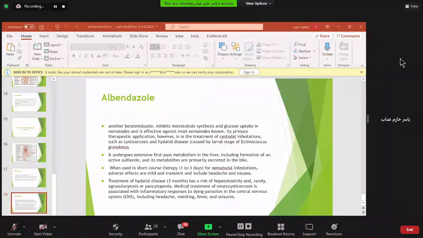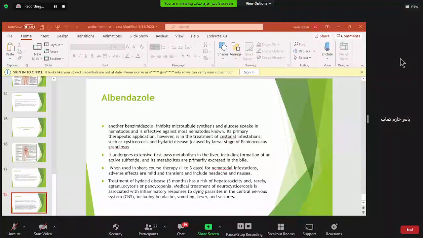Now we move on to the antiprotozoal drugs. Antiprotozoal is divided into actually many categories, like chemotherapy for amoebiasis, malaria, leishmaniasis, toxoplasmosis, and giardiasis.